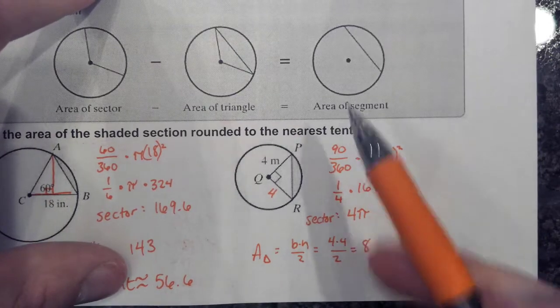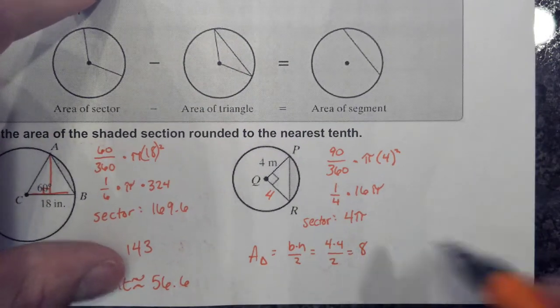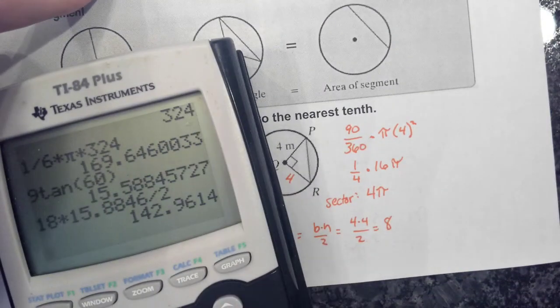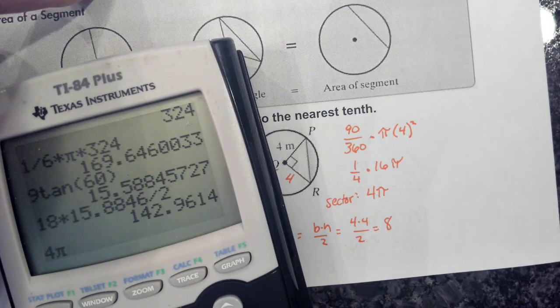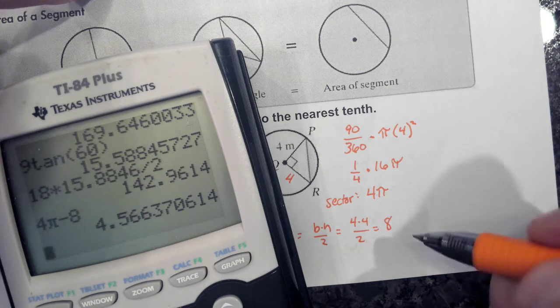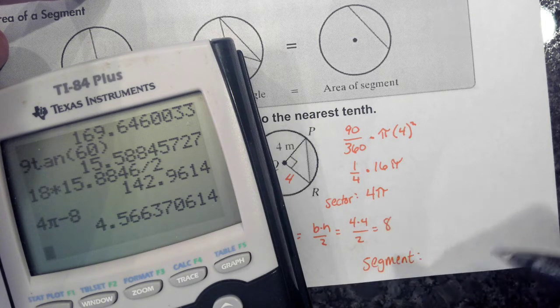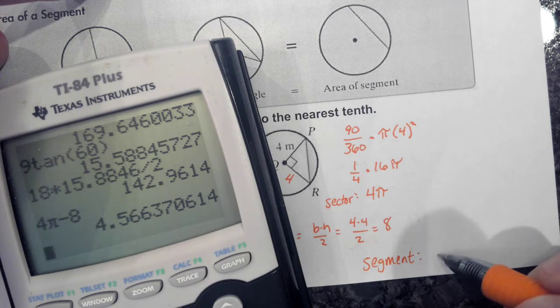To find the area of the segment, I take the sector and subtract the area of the triangle. So I'll type that one in: 4 pi minus 8, rounded to the nearest tenth. So this is my segment. Rounded to the nearest tenth is 4.6.